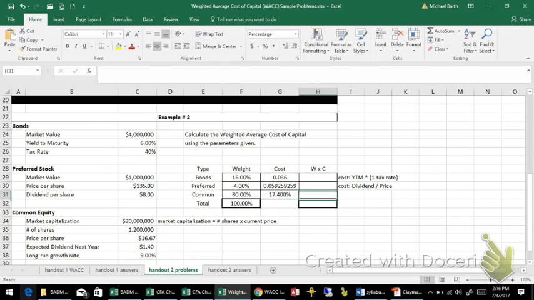Alright, and then all I have to do to get a weighted average is multiply the weight times the cost and then add those together. And it's 14.73%. By the way, there is also the sum product function.